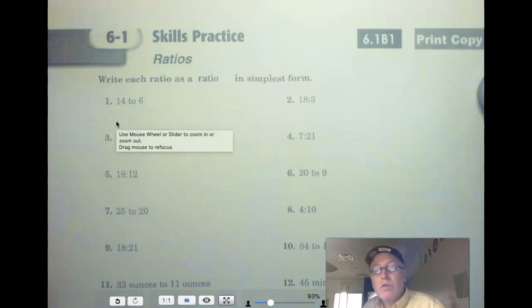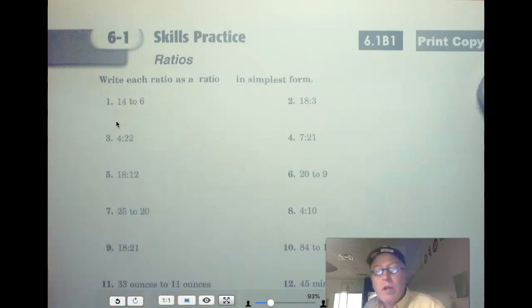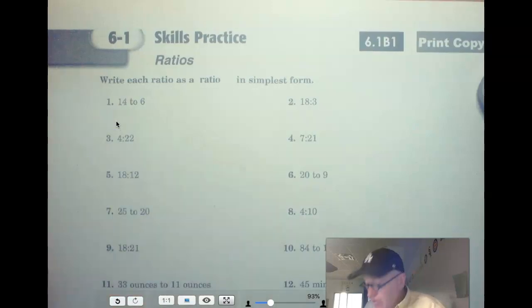Hello, this is a tutorial on 6.1b1. We'll be writing ratios in simplest form.